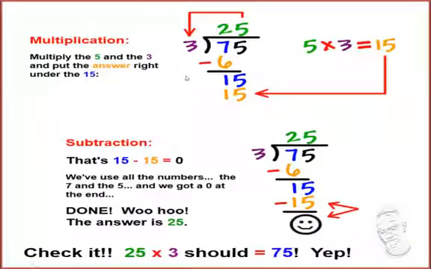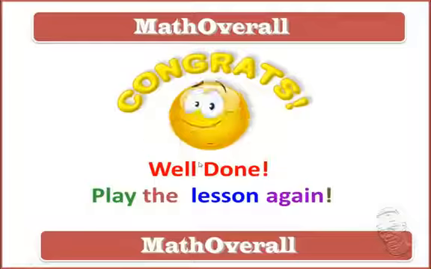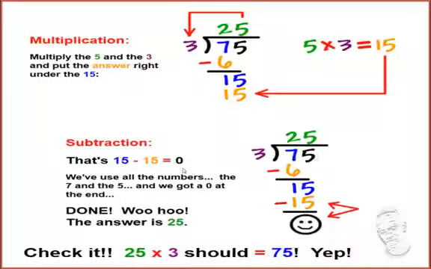Then we move to the multiplication step: 5 times 3, or 3 times 5, gives us 15. Then we subtract: 15 minus 15 gives us 0. You can check it if you wish: 25 multiplied by 3 is equal to 75. Again, don't forget: division, multiplication, then subtraction. We have to use up every single digit in the dividend, and then we end up with 0. So your answer in this case is 25.